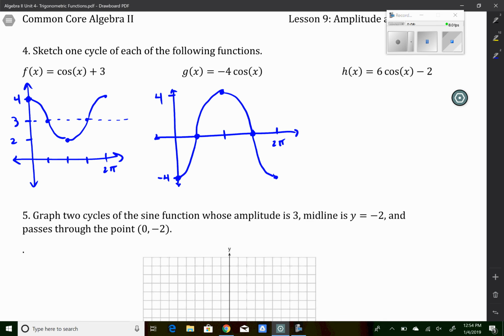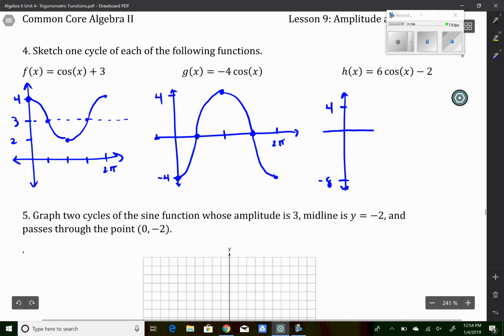All right, so if we have a midline of -2 and an amplitude of 6, it means the highest value on this graph is going to be 4. The lowest value on this graph is going to be -8. So when I make my x and y axis, I want to do that. So I'm going to go from 4 down here to -8. So our x-axis would be somewhere like that, and -2 would be right in the middle.